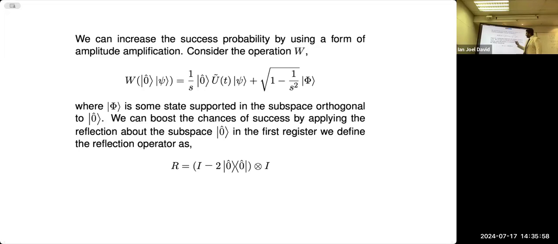We can boost the chances of success by applying a reflection about the subspace spanned by everything in the state 0. The reason why we need to do the reflection about this state is because usually in Grover's, you do the reflection about the solution, but we don't know what psi is going to be here to reflect about it. So instead, we'll reflect about the 0. They call this a type of robust amplitude amplification. And you can do this reflection by using the following operator, R.